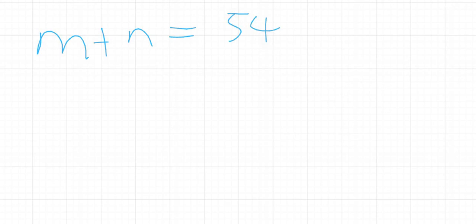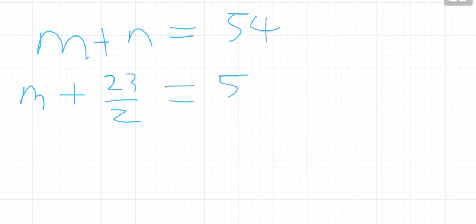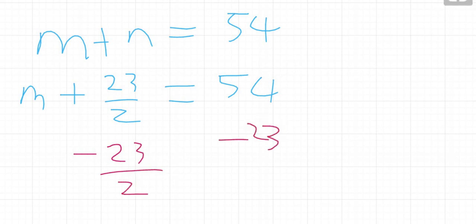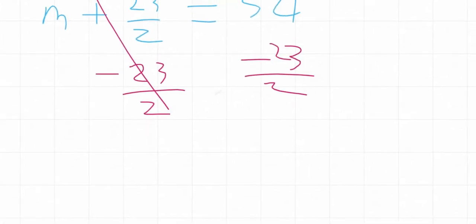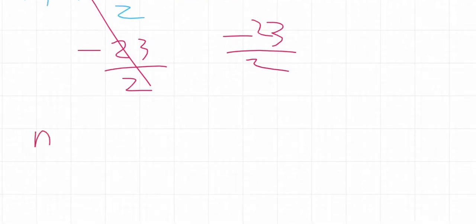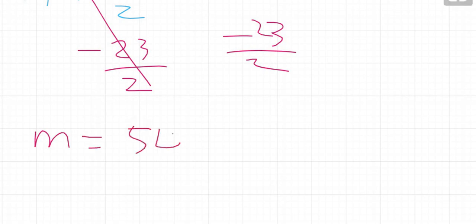So let's look at it now. If we substitute n for 23 over 2, m plus 23 over 2 is equal to 54. So we could make m the subject. Since this is a positive 23 over 2, we could subtract it from both sides. That cancels that, leaving us with m is equal to 54 minus 23 over 2.